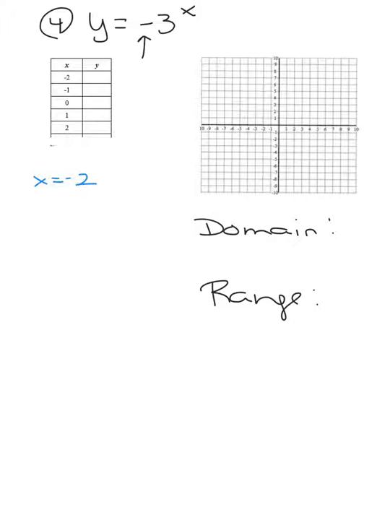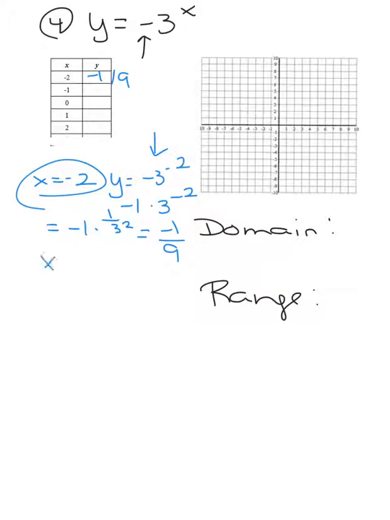So I have x is equal to negative 2, so y is equal to negative 3 to the negative 2 power. Now again, we have to be careful. This negative 2 is only attached to the 3. This is really like negative 1 times 3 to the negative 2. So that gives me negative 1 times 1 over 3 squared. So I have negative 1 over 9. So I'll put that in my table.